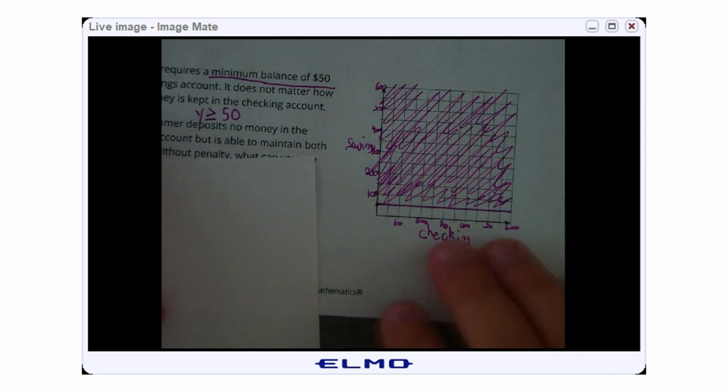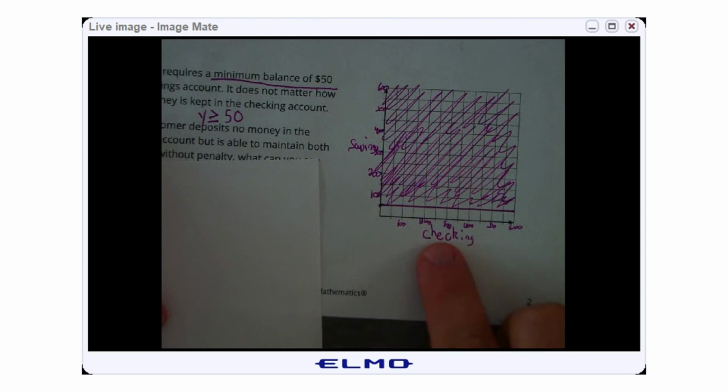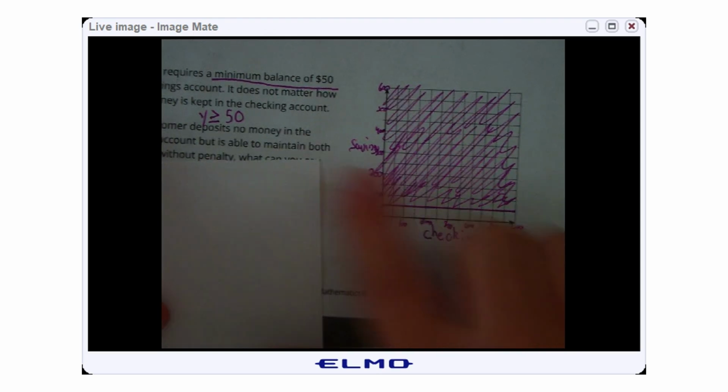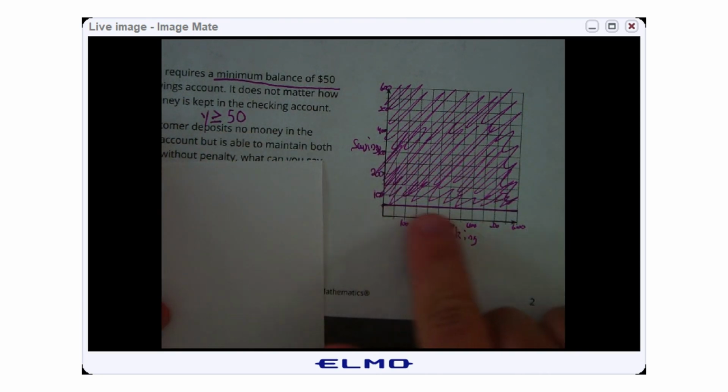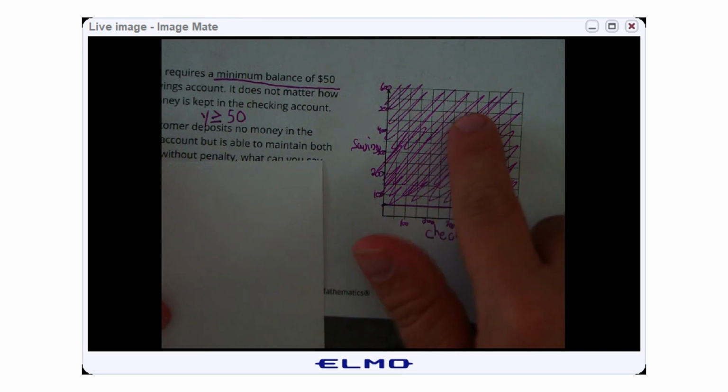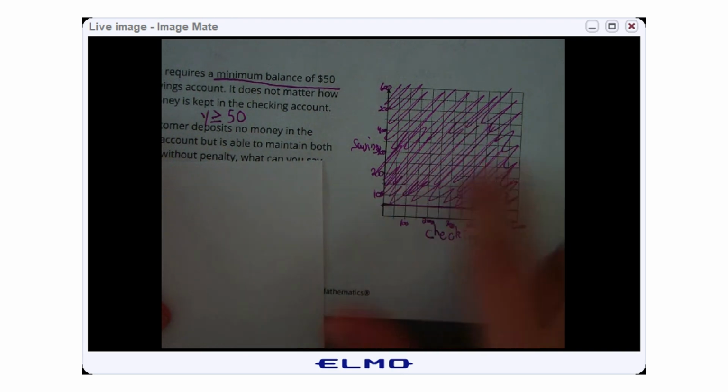All right. So again, checking is my X values, savings is my Y values. We're saying that Y is greater than or equal to 50. That's why we have a solid line here, and we shade everything above. If I wanted a solution, I would just take any point that is in the shaded region.